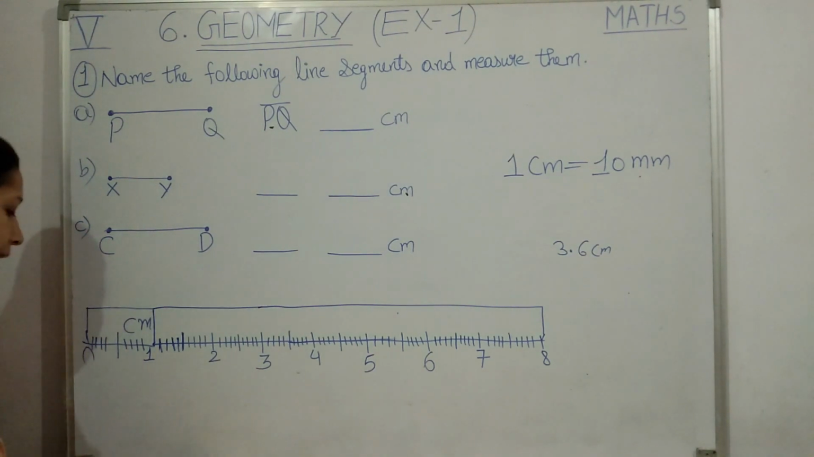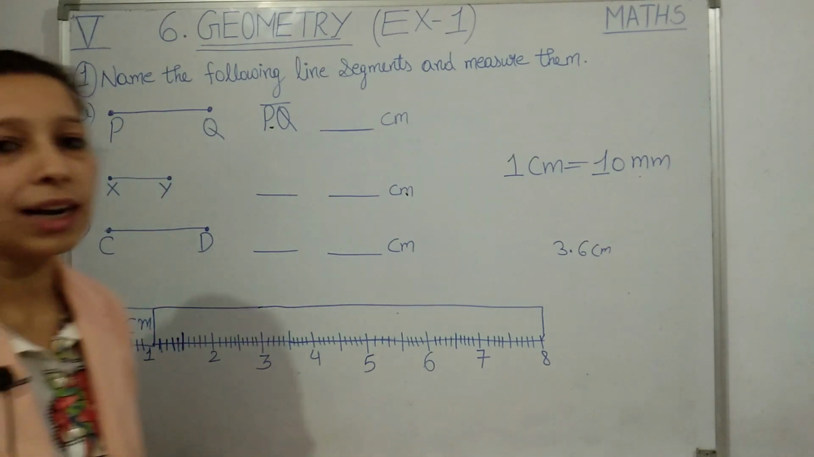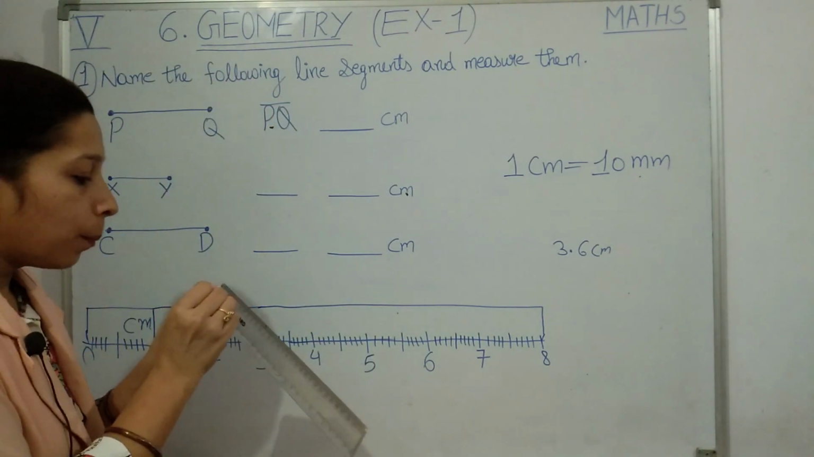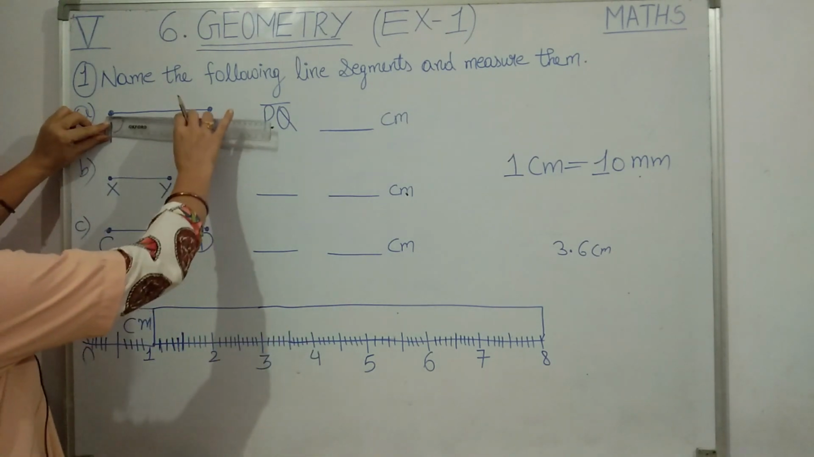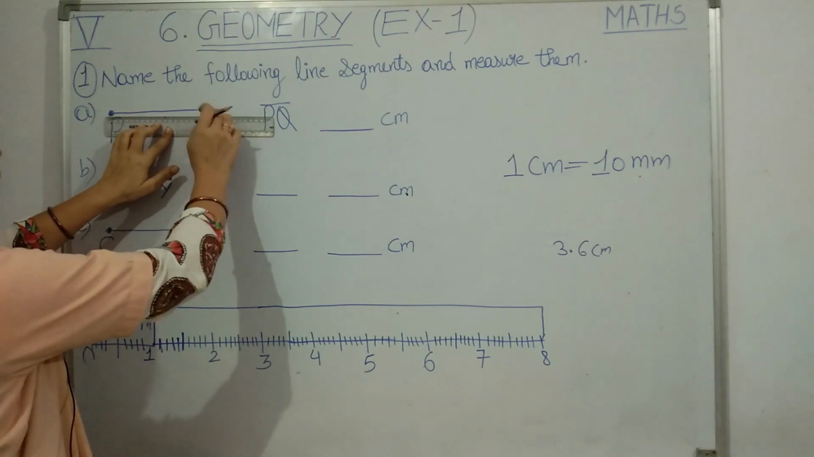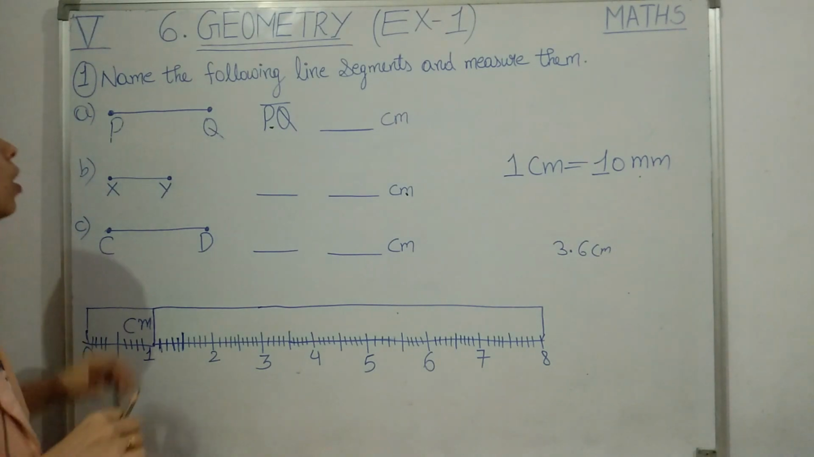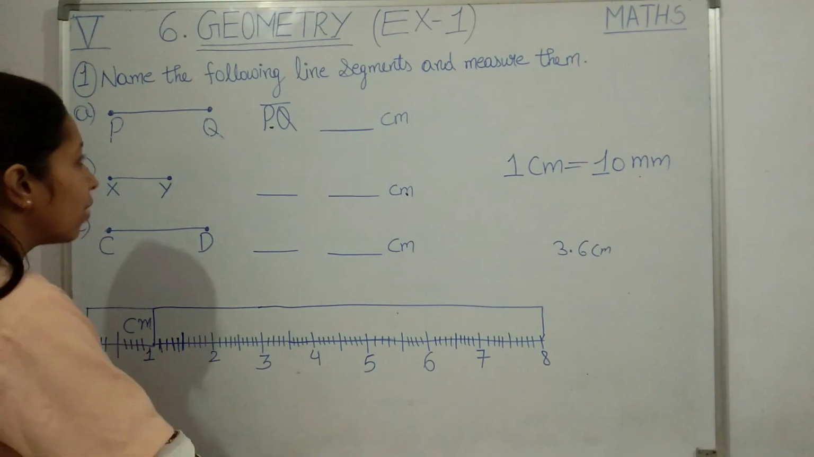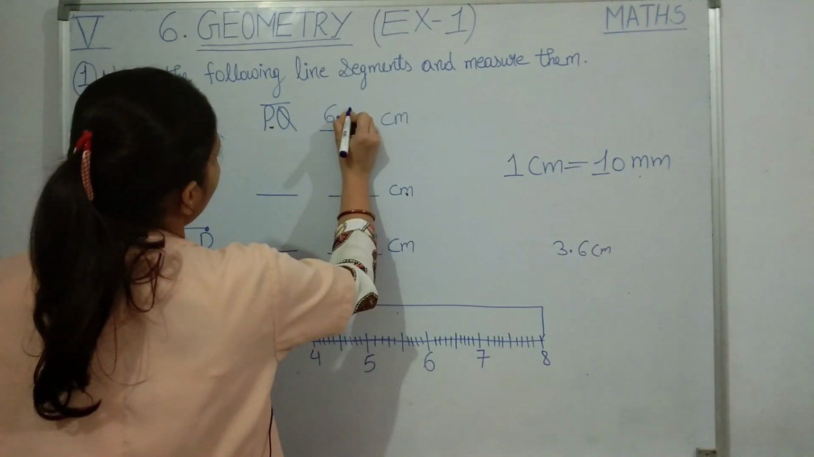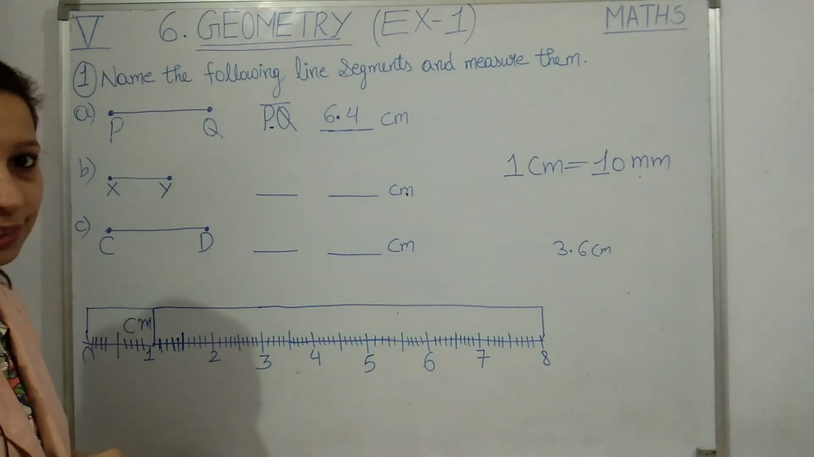In your textbook, see the first point, A, line segment PQ. For that you will take your scale and pencil, then you will put 0 at P. You will put the marking of 0 at P and then you will see how many numbers there are up to Q, how much distance there is up to Q. So here in your textbook, the first distance is given, how much have you measured, students? It is 6.4 centimeters. How much? 6.4 centimeters. You can measure and check, students.